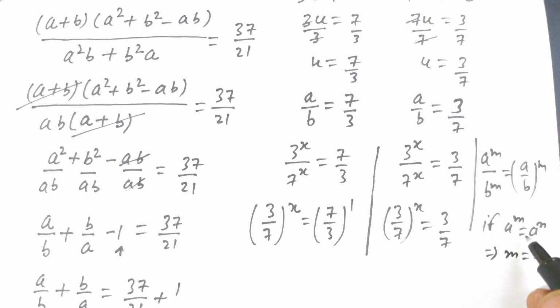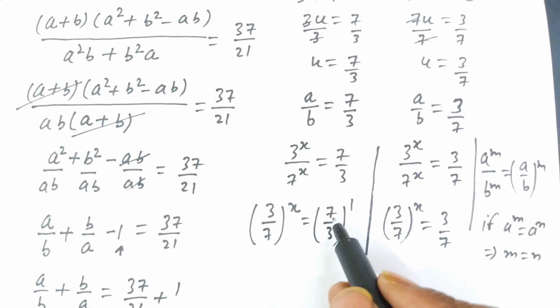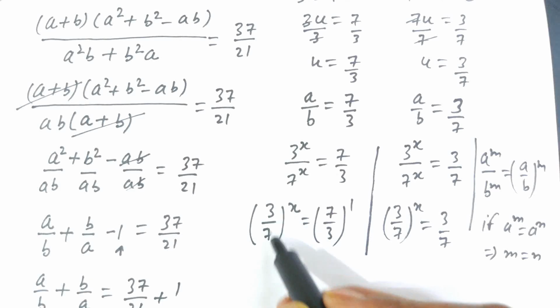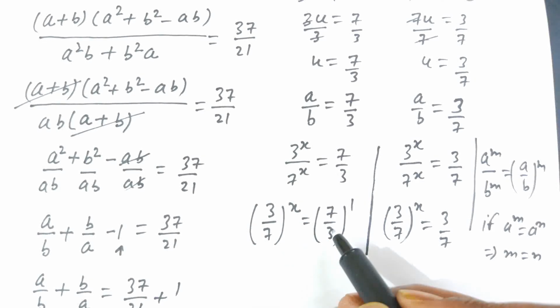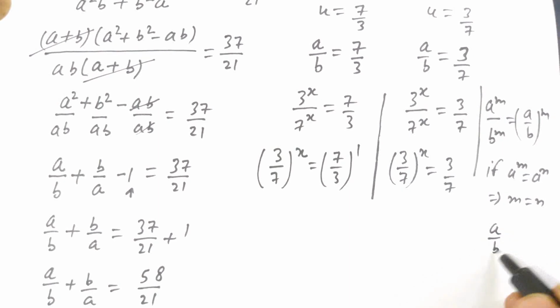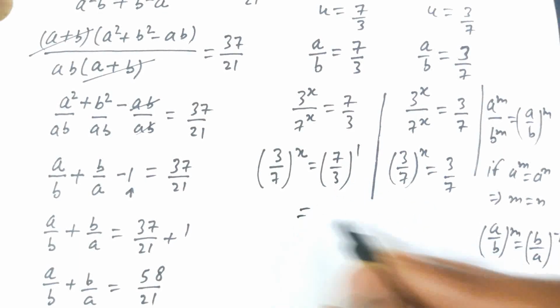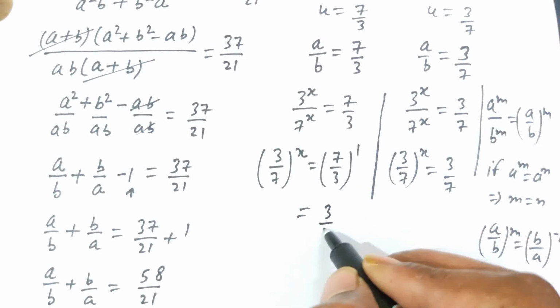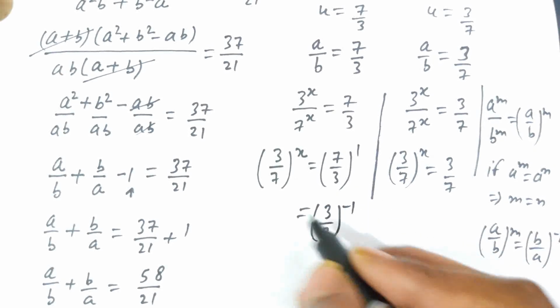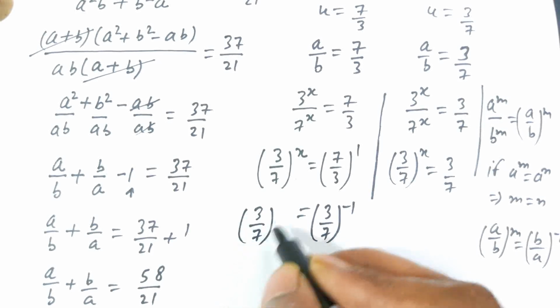Here the base is the same and then the power is also the same. So first here we make the base the same. Here the base is 3 by 7 and here the base is 7 by 3. So first students, we will apply this rule, a divided by b bracket power m is equal to b divided by a bracket power minus m. So here on the right hand side we will apply this rule, then 3 by 7 bracket power minus 1, and the left hand side is 3 divided by 7 bracket power x.